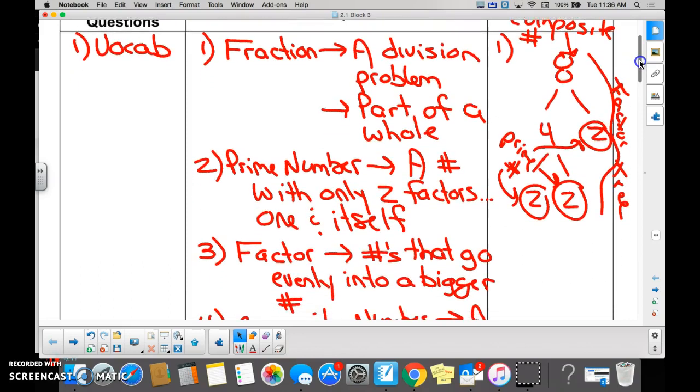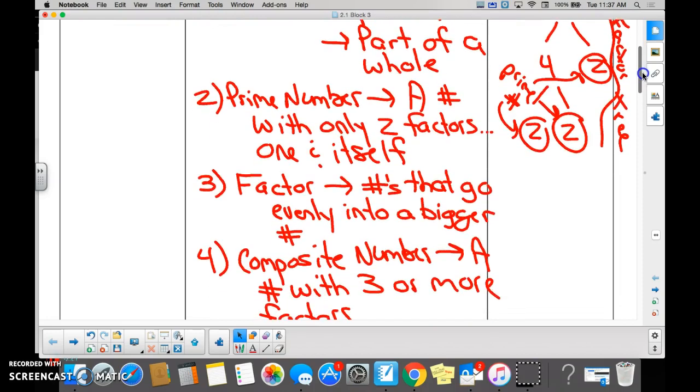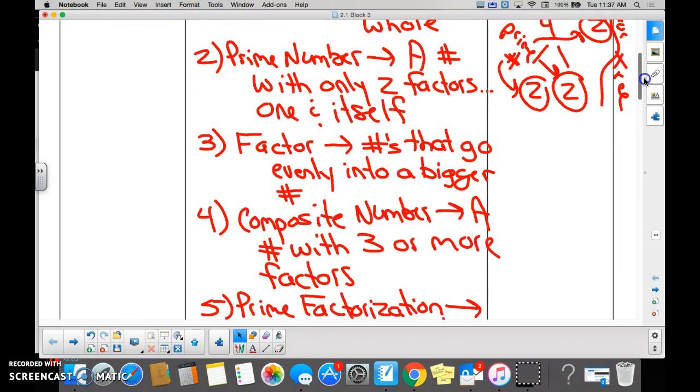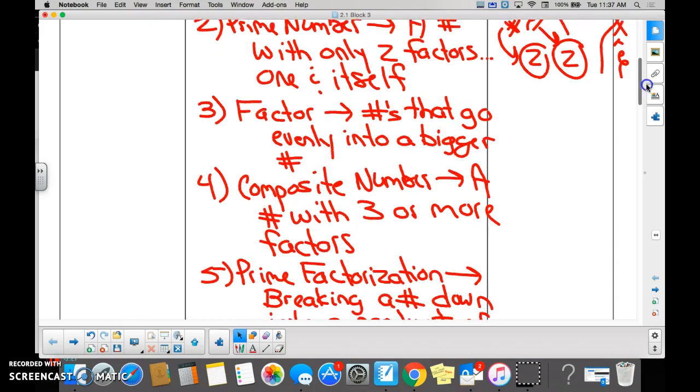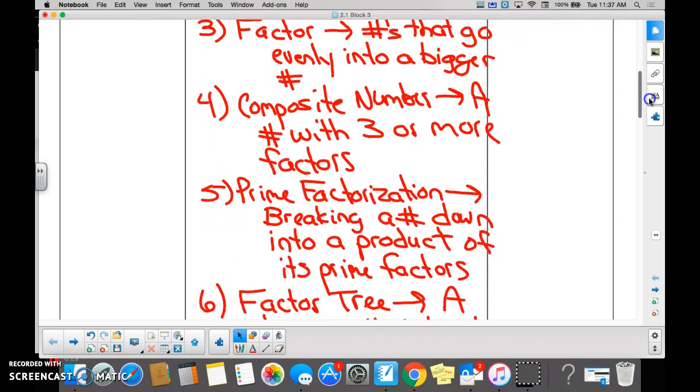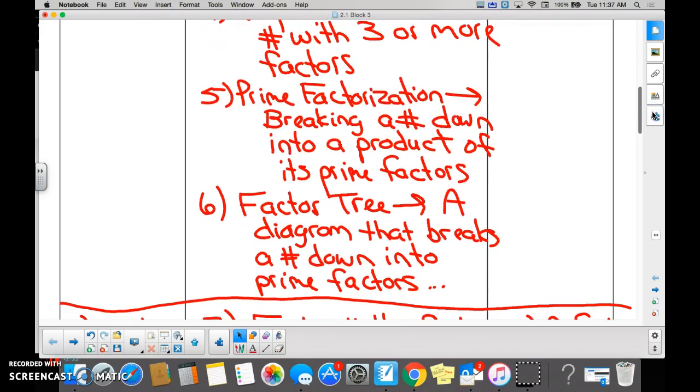You've got to know what a fraction is. Beyond just the fact that it's a division problem, it's part of a whole. You have to know what a prime number is. You have to know what a composite number is. And you can read all of these things. Prime factorization, you need to know what that means. And a factor tree, you need to know how they go together. How factor trees and prime factorization go together.